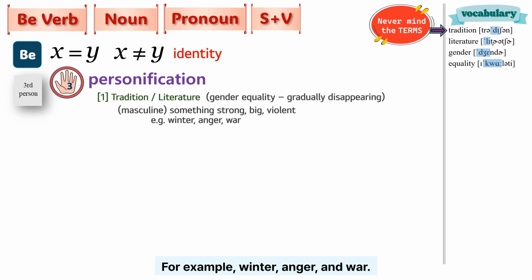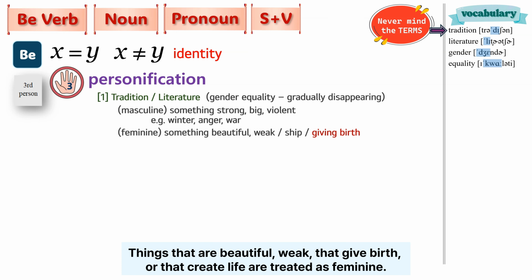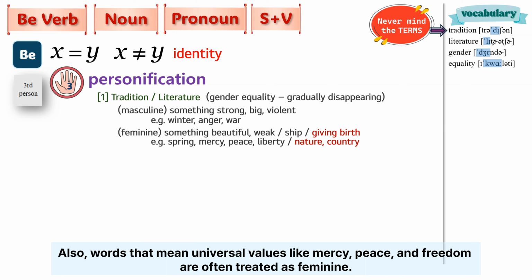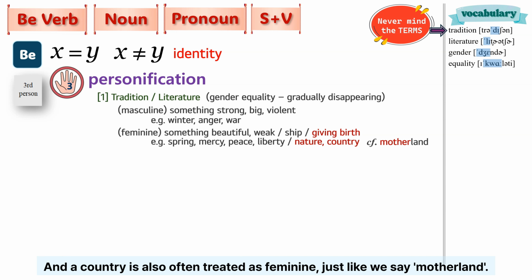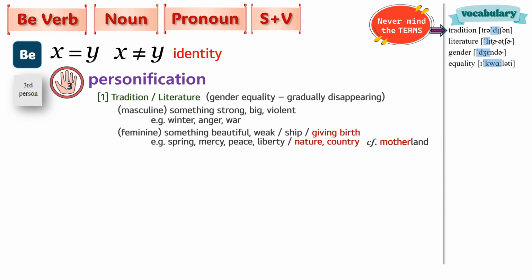For example, winter, anger, and war. Things that are beautiful, weak, that give birth, or that create life are treated as feminine. For example, the season spring. Also, words that mean universal values like mercy, peace, and freedom are often treated as feminine. Nature is treated as feminine too because it gives life. And a country is also often treated as feminine, just like we say motherland. Please remember, this is just background information and not always the case.